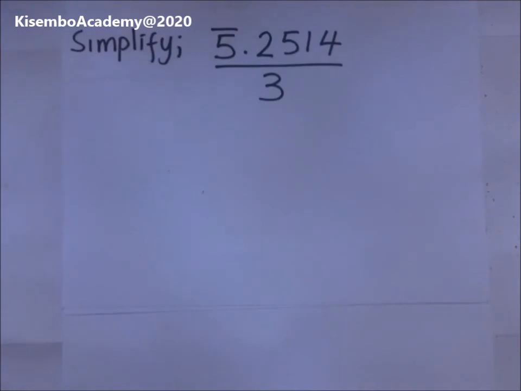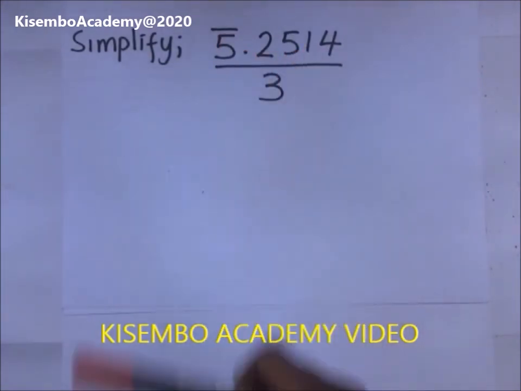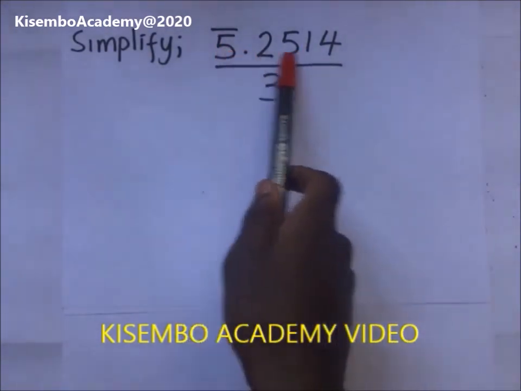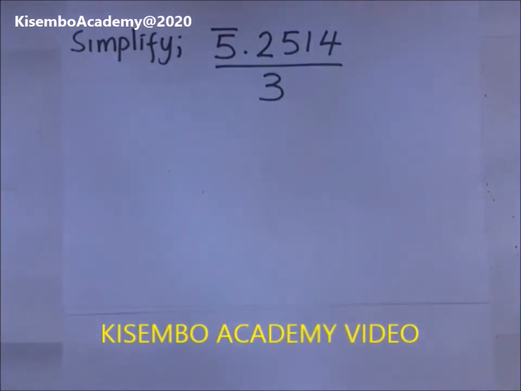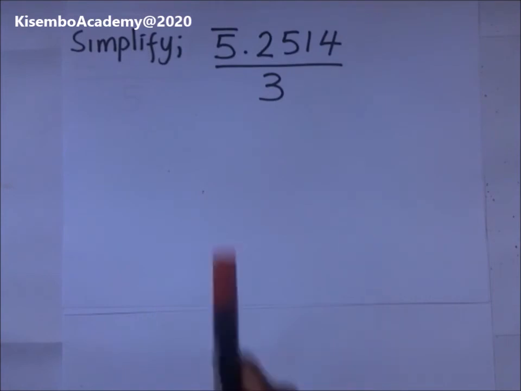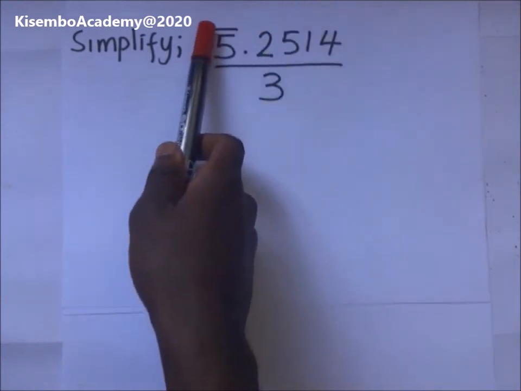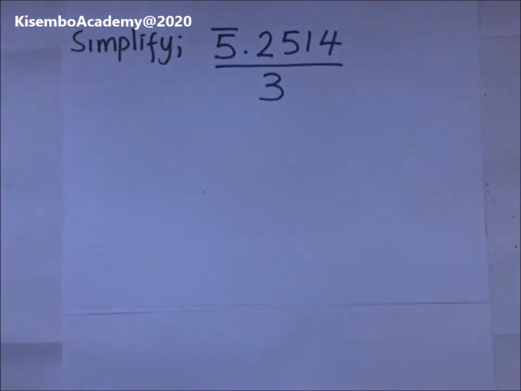We shall do it with an example. We are supposed to divide 5 bar 0.2514 divided by 3. Now we're looking at a logarithm that has a negative characteristic. When the characteristic is positive, division will always be carried out in the usual way. This is the characteristic we are talking about, and this is the mantissa. So when the characteristic is positive, division is in the usual way.